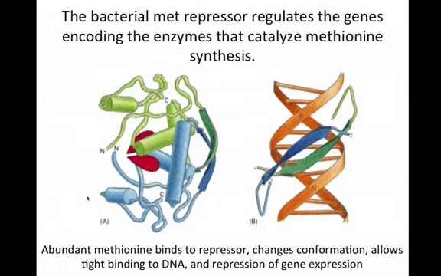So we talked briefly about this before. The bacterial MET repressor regulates the genes that encode the enzymes that catalyze methionine synthesis, right? And so there are these beta strands that will fit into the major groove. And the way it works out is methionine binding to the repressor changes the conformation of the DNA binding protein, and that is what allows it to bind to the DNA and repress. So lots of methionine, bind to repressor, change conformation, allows it to bind to the DNA and repress.